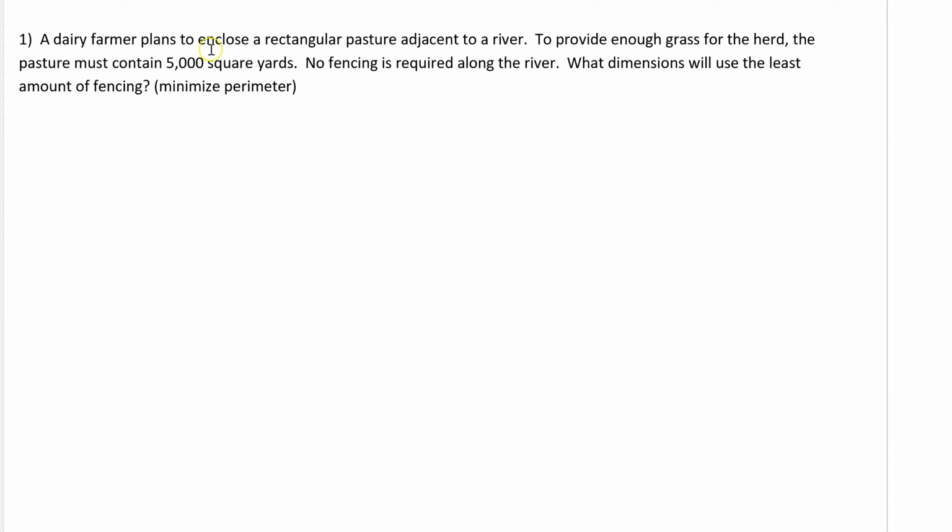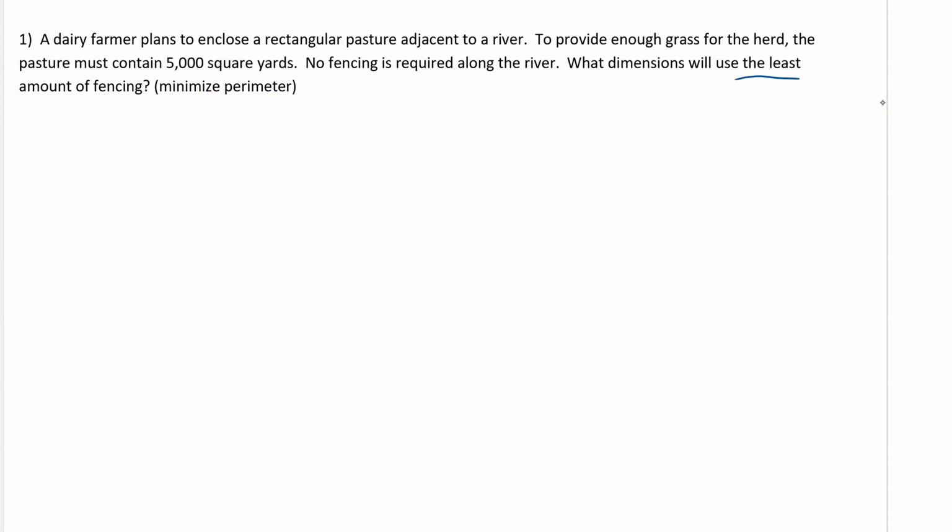A dairy farmer plans to enclose a rectangular pasture adjacent to a river. To provide enough grass for the herd, the pasture must contain 5,000 square yards. No fencing is required along the river. What dimensions will use the least amount of fencing? Right there is what we're looking for.